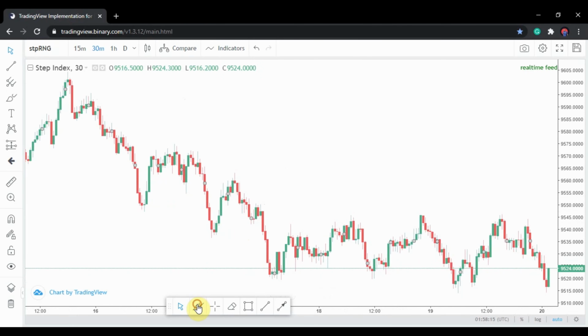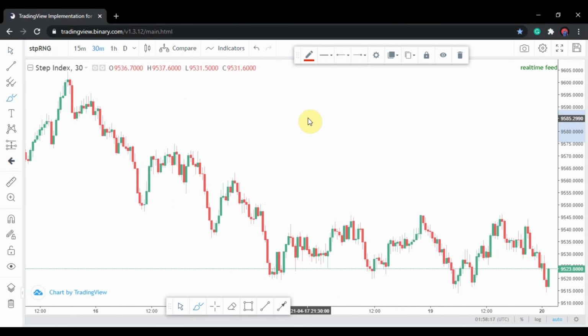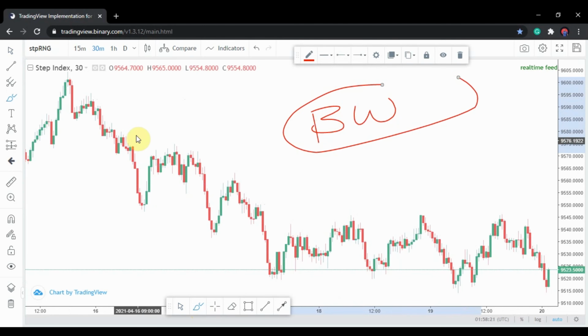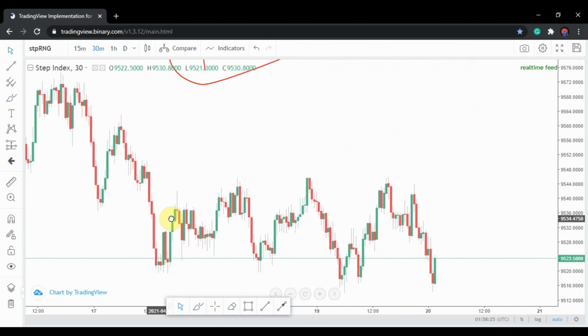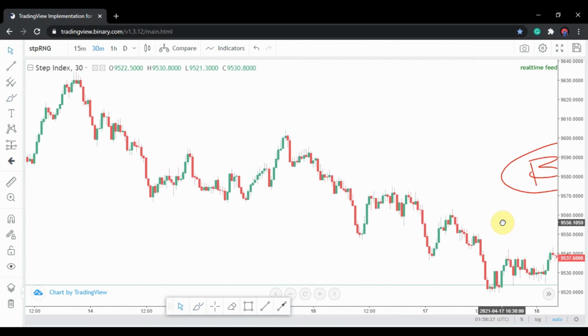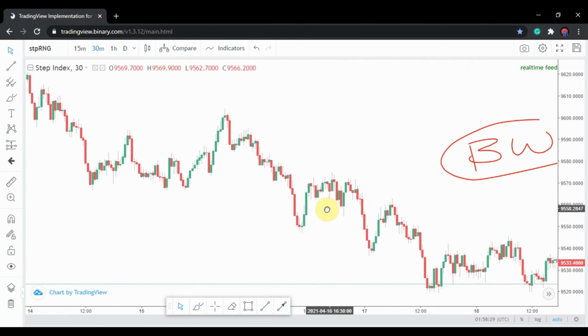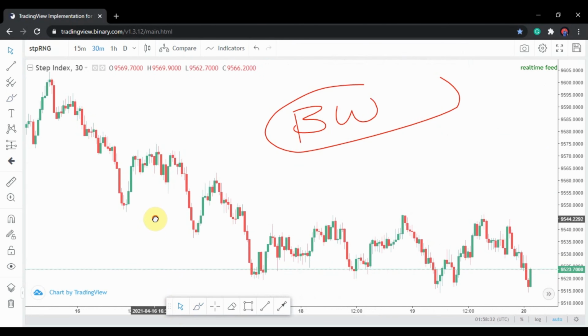The first thing that you need to know about step index is that it usually moves in big waves. Traders who are observing usually see that when this market moves, it tends to give bigger waves compared to all the other synthetic index markets.